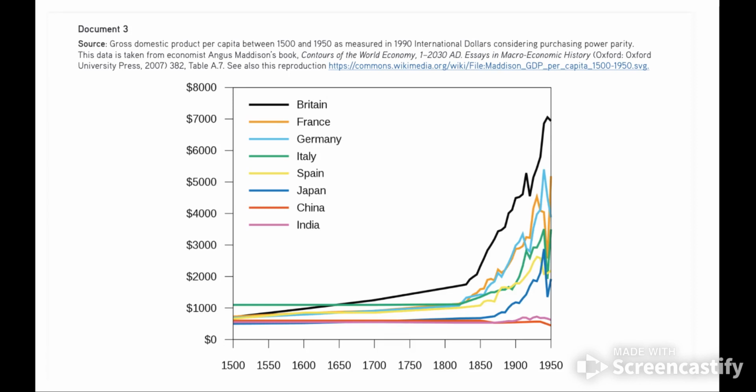In document 3, we have a very complex line graph showing gross domestic product per capita between 1500 and 1950. Remember, our question focuses in on 1750 to 1900, but the information before 1700 and the information after 1900 might help you explain your ideas. You see India and Britain both highlighted on this GDP graph. Please pause the video so you can take notes about how this supports your ideas.